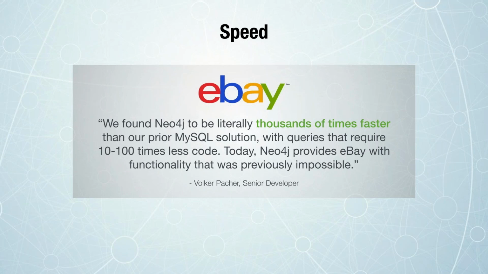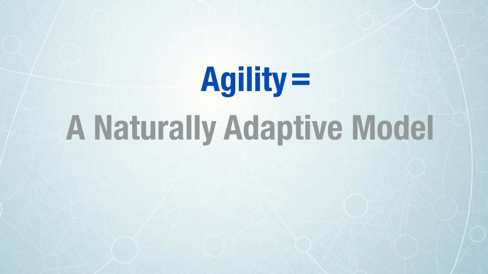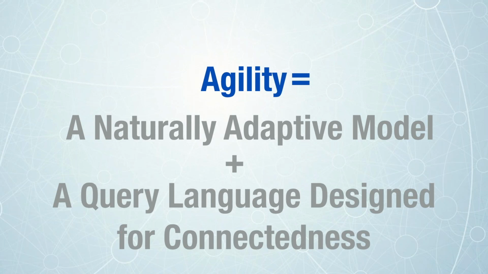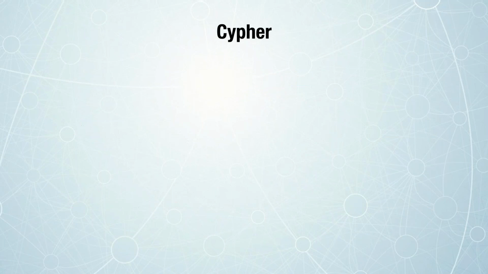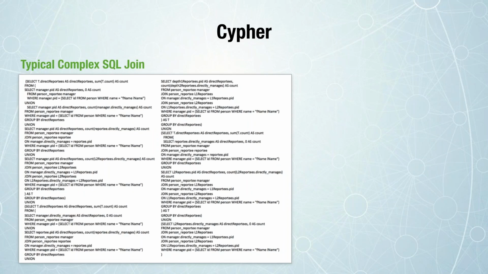One of the reasons I talked about agility, it's the naturally adaptive model that we talked about, but it's also about a query language that's designed for connectedness. So, SQL is the standard query language when you're dealing with tables and columns and rows. Well, Neo4j has a thing called Cypher, which we've now opened up as Open Cypher. And Cypher is a query language that's optimized for graphs. And it's optimized for graphs because it deals with these relationships very well.